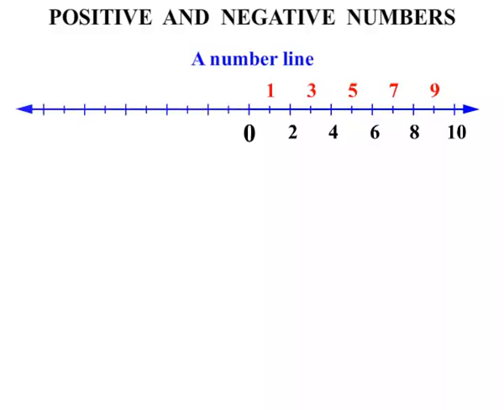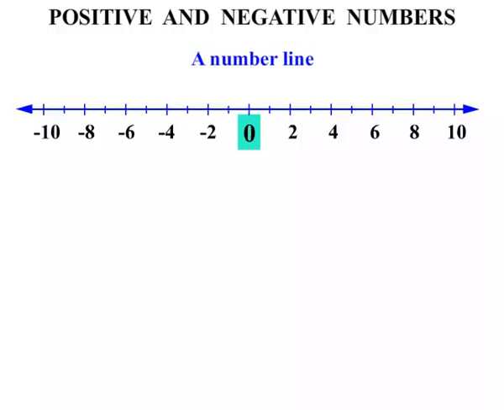What happens over here, on the left side of 0? Well, minus 1, minus 2, minus 3, minus 4, minus 5, minus 6, minus 7, minus 8, minus 9, minus 10. Now I've used the word minus to describe those numbers, but you could also use negative. Negative 1, negative 2, negative 3, etc.